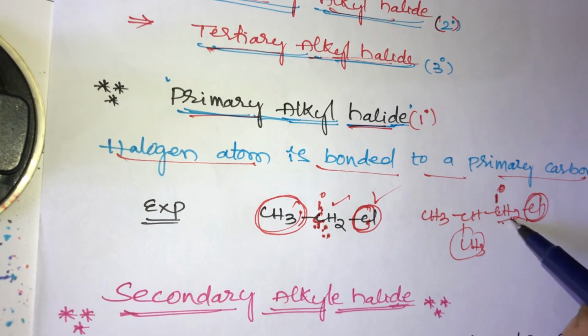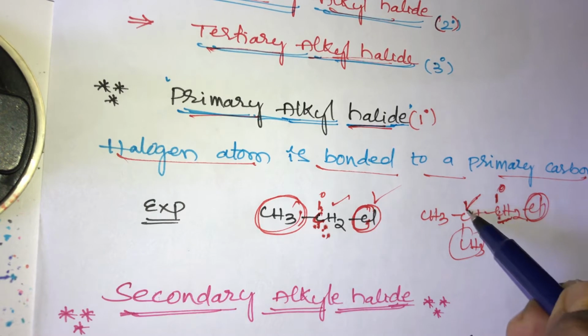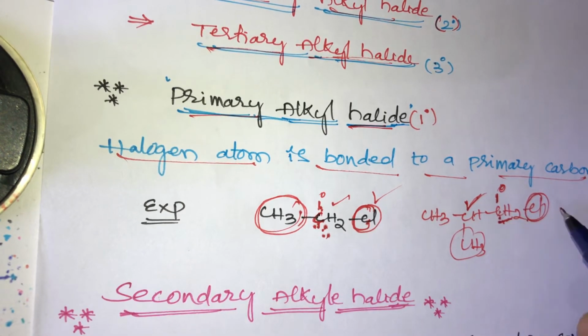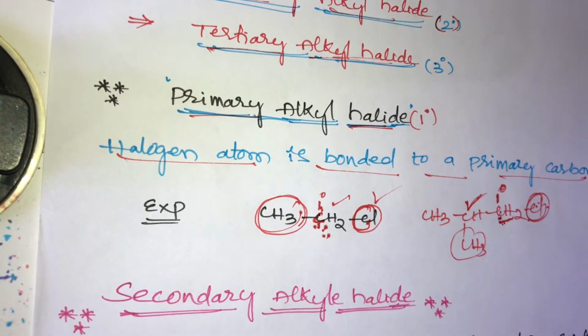Why? Because this carbon is bonded with only one other carbon, only the left side carbon. So that's why it is called primary carbon. This halogen is attached to the primary carbon, that's why it is called primary alkyl halide. These are the examples of primary alkyl halide.